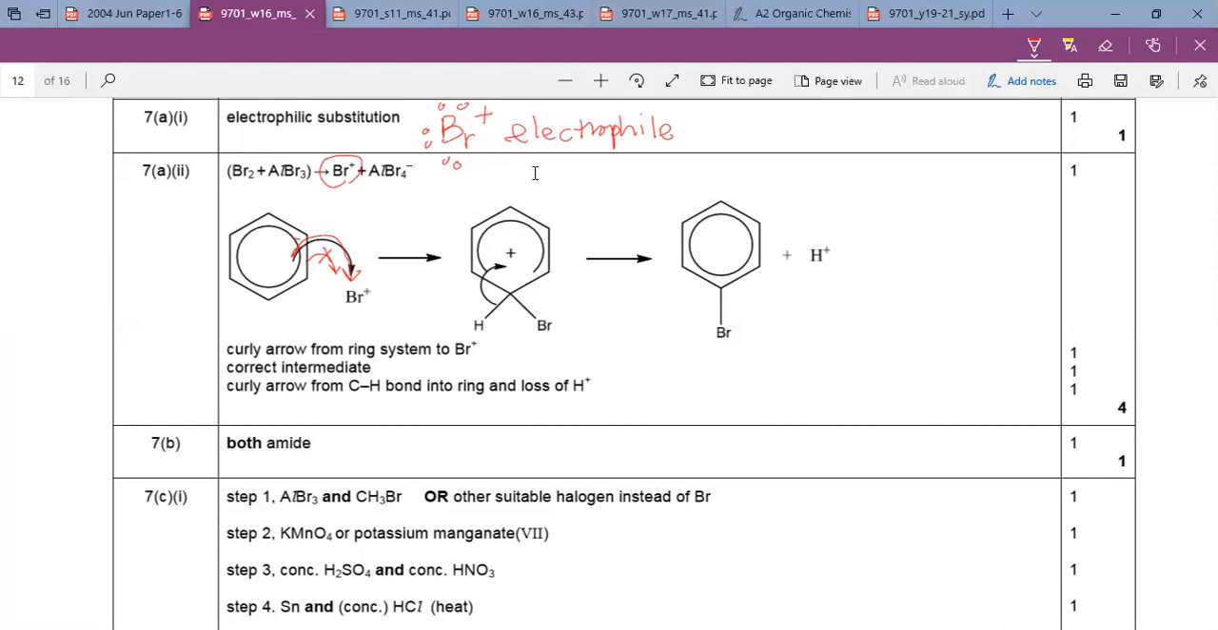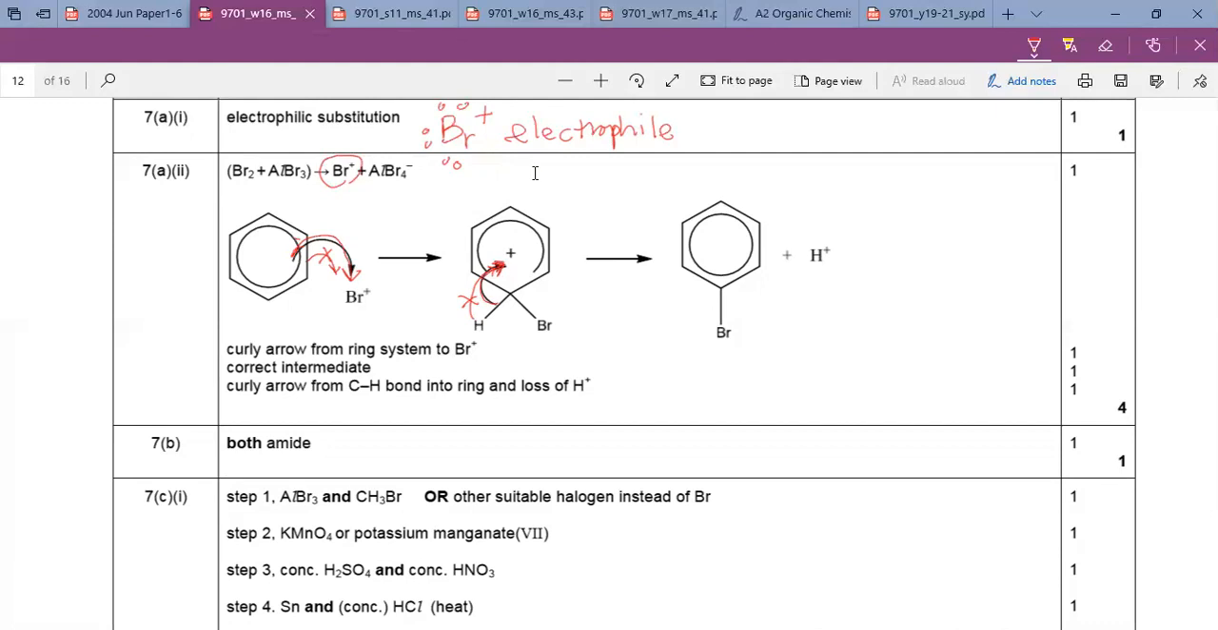Now the intermediate, see now, the delocalised positive charge must have the horseshoe. Of course, the last one is from here. It cannot be from here. If you put from here, wrong. No marks. Zero. It must be from here, went to here. Full arrow, to form back H plus.